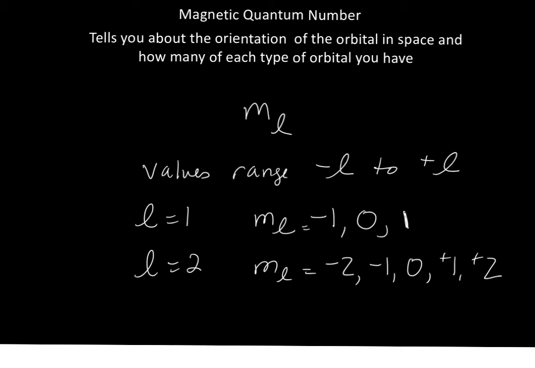And I will make a little note here, right? I told you it's sort of how many of each type. Well, there are 3 values here, so that means you'll end up having 3 of that type of orbital, and there's 5 here, so you'll have 5 of that. Again, we'll do more of this in class, but this is just the rules of how these quantum numbers work.